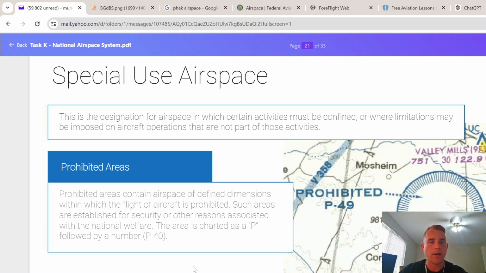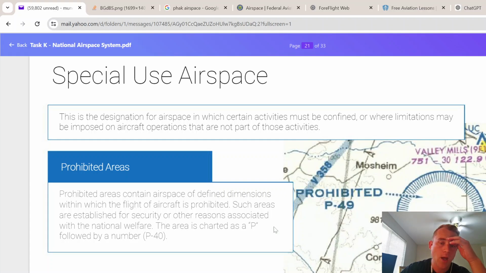All right, prohibited areas. First things first, this is gonna be a checkride question. Whenever I ask you a question, just assume it's something that I've been asked on my checkride or stage check. Can you enter a prohibited area? No, you cannot. The reason why is because such areas are established for national security or other reasons associated with national welfare. The area is charted as P followed by the number, P40.